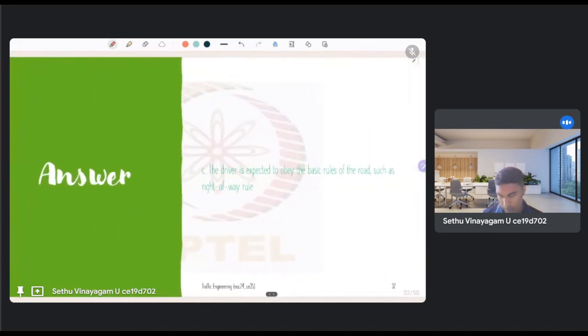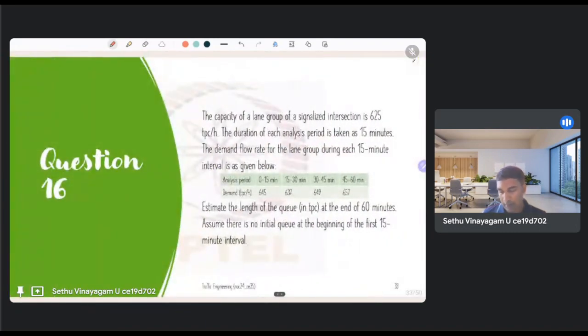Okay, then question number 16. The capacity of a lane group of a signalized intersection is 625 through passenger cars per hour. The duration of each analysis period is taken as 15 minutes. The demand flow rate for the lane group during each 15-minute interval is as given in this table. Estimate the length of the queue in TPC at the end of 60 minutes. Assume there is no initial queue at the beginning of the first 15-minute interval.